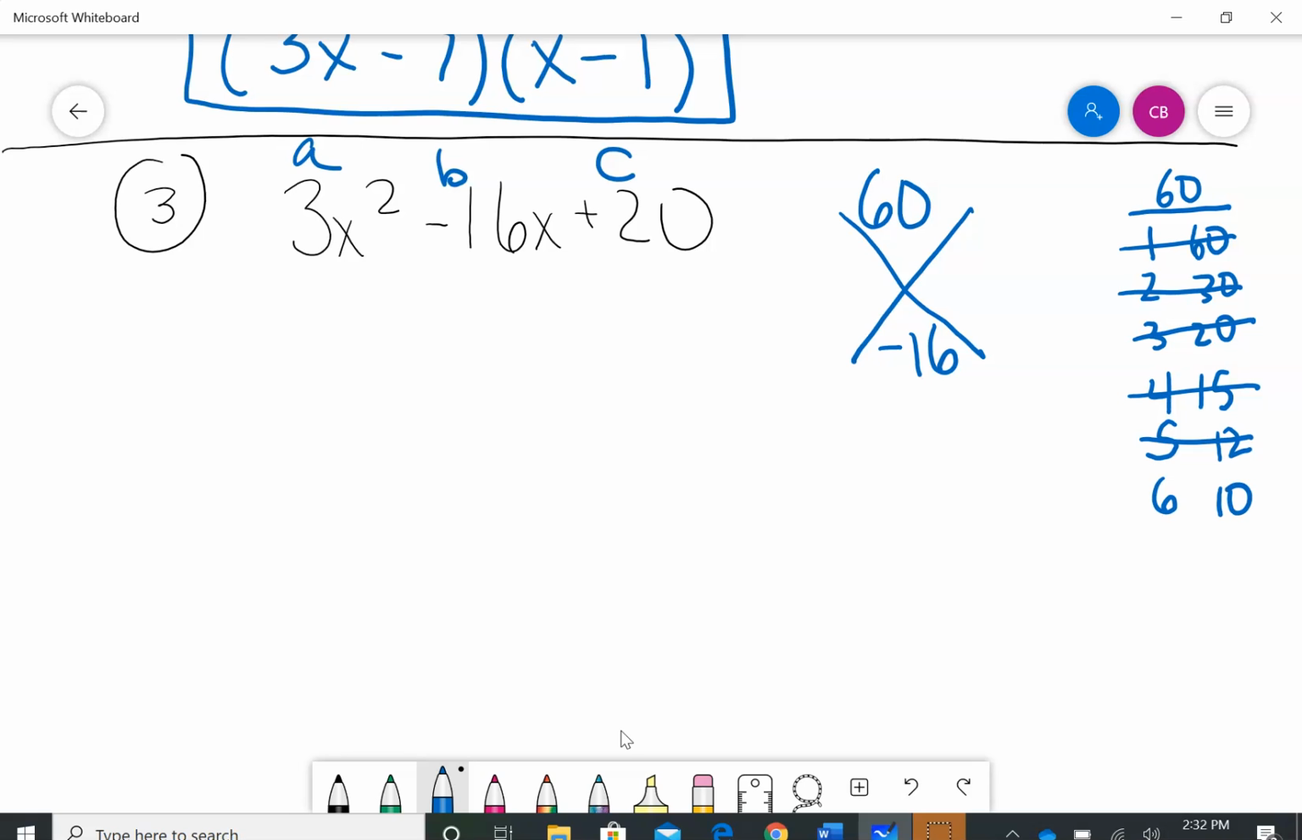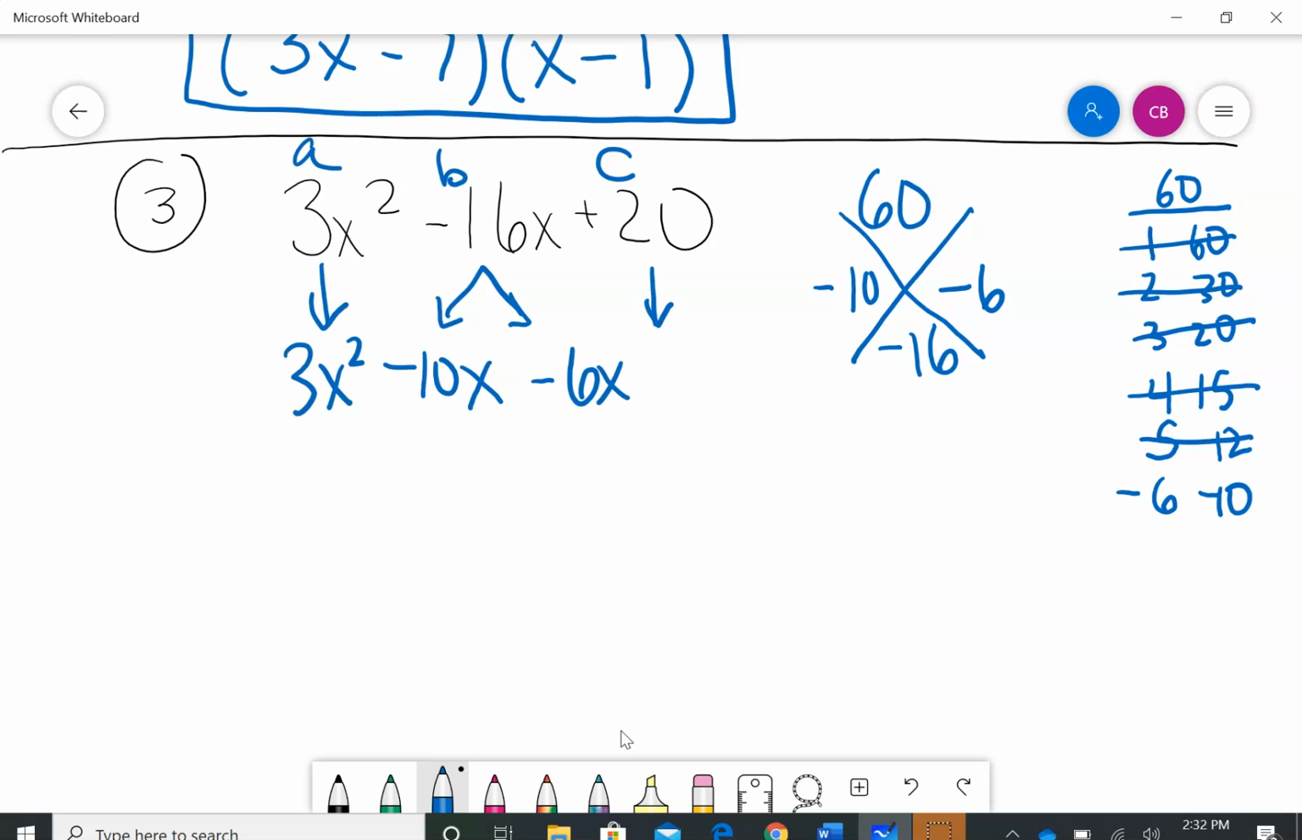6 and 10. That might be what I need to get to 16, but this is a negative, so make sure that these are negatives. Okay, so negative 10 and negative 6. It doesn't matter the order that you put those. The point is, that's what you rewrite this b value as. Bring down the first term and the last term. And now we're ready to factor by GCF.